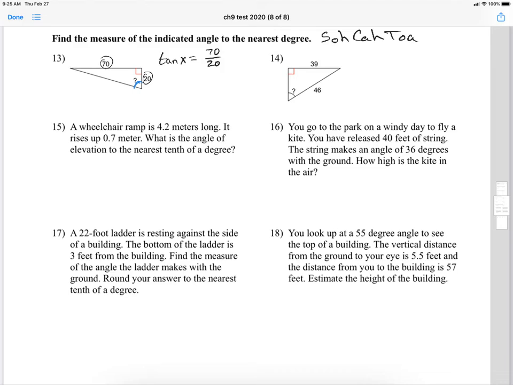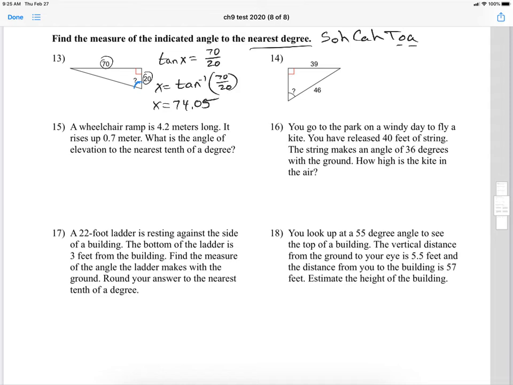Sohcahtoa, again, means in tangent we have the opposite over the adjacent. So the first letter is always on top. How we solve this is you take x equals the arc tangent of 70 divided by 20 on your calculator. This says round to the nearest degree, that means no decimals. You take your calculator, hit the second key, and then hit tangent, and you should see the -1 above the tangent there. Take 70 divided by 20, and that gives me 74.05.